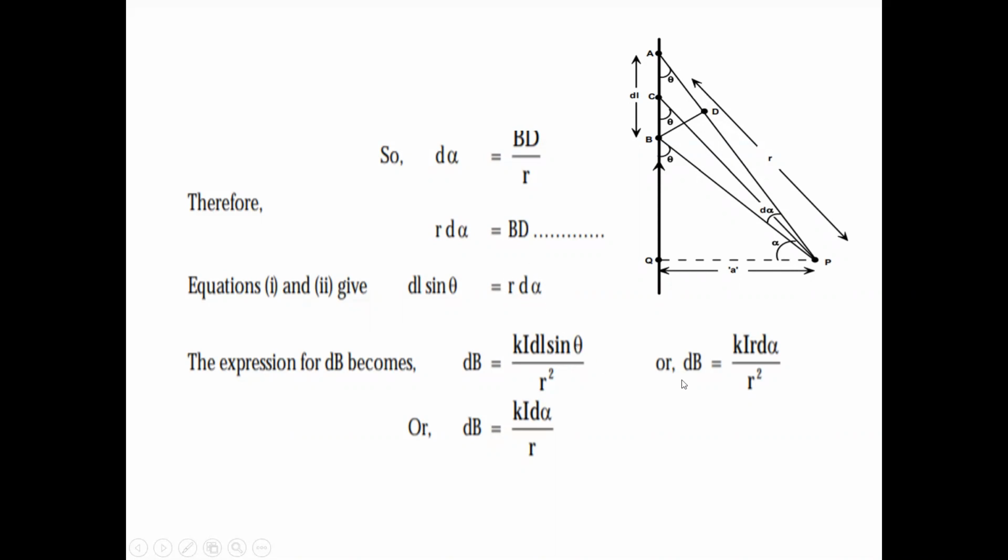Then dB is equal to K i R d alpha by r square. Here there is an r in the numerator and in the denominator there is an r square. So by simple cancellation of r and r, the dB value is equal to K i d alpha by r.